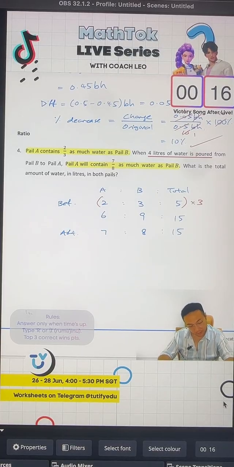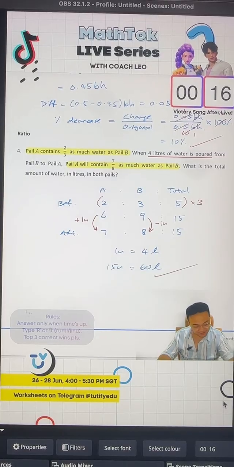Because they say that they poured 4 liters of water from pail B to pail A, correct, pail B to pail A. So do you notice that pail A increased by 1 unit and pail B decreased by 1 unit? So what does that tell you? That tells you that the 1 unit must be 4 liters of water. So how much is the total? 15 units. 60 liters. There you go.